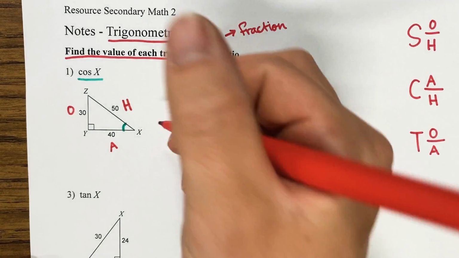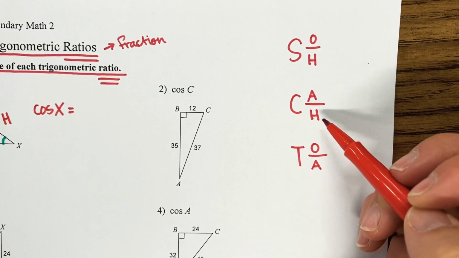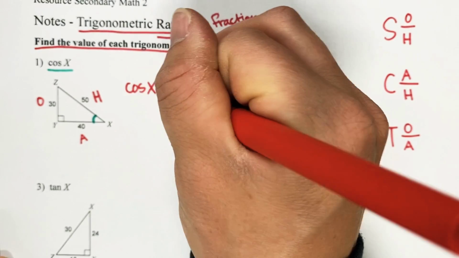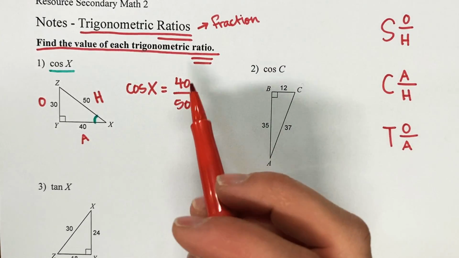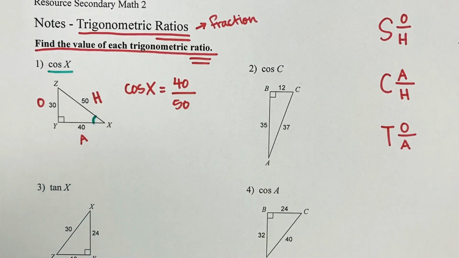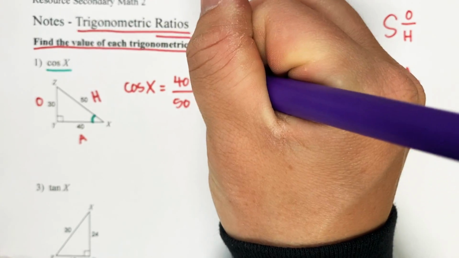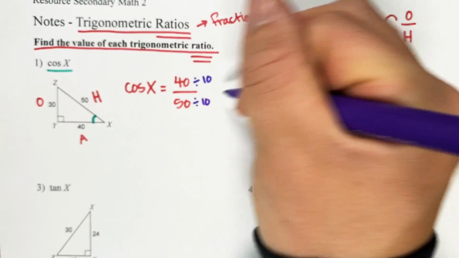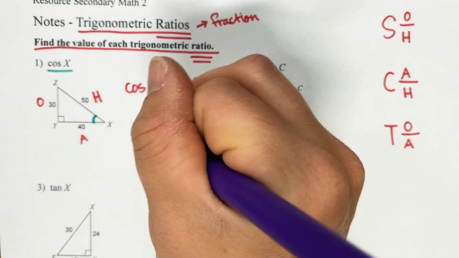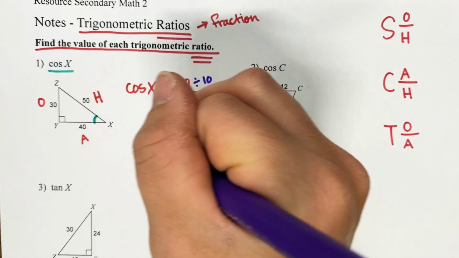So let's go back. How we write this is cosine of x equals our adjacent side over our hypotenuse. So find adjacent, 40 over 50. Now we need to ask ourselves, is this fraction in its most reduced form? Can we reduce 40 over 50? Yes, we can. They are both divisible by 10. So we're going to divide each of these by 10, meaning they both lose that 0. When we divide them both by 10, we get 4 over 5. So our final answer, cosine of x equals 4 over 5. Perfect. And there we go.